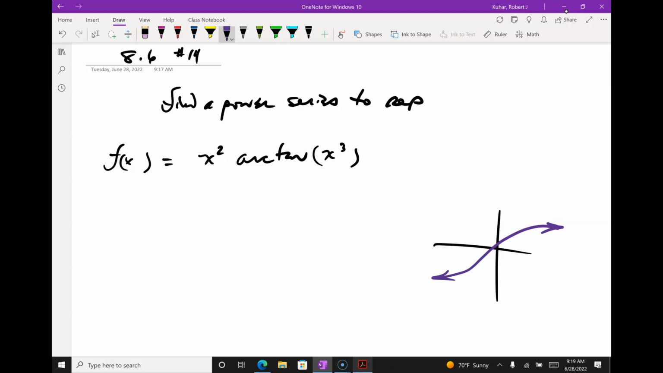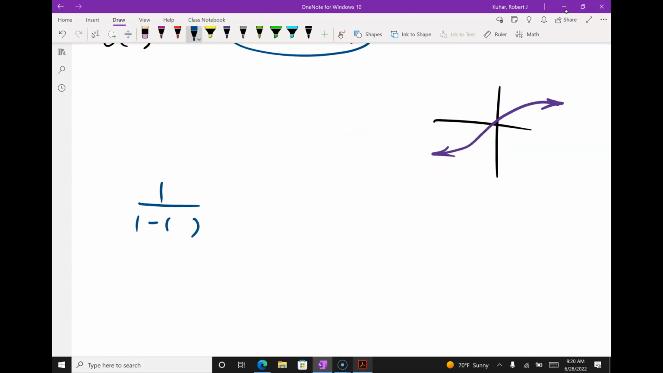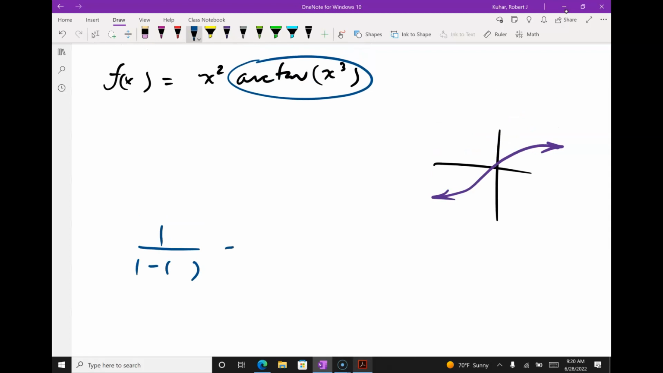But let's see what we can do here. Now, the issue is probably that. I think I can get a nice version of arctan and then just multiply it by x squared to get my original. But this doesn't look anything like what I want. Remember what I want? I want 1 over 1 minus something. Yes, the derivative, because the derivative of arctan is 1 over 1 plus the inside squared.